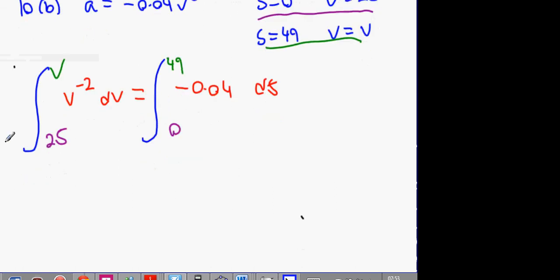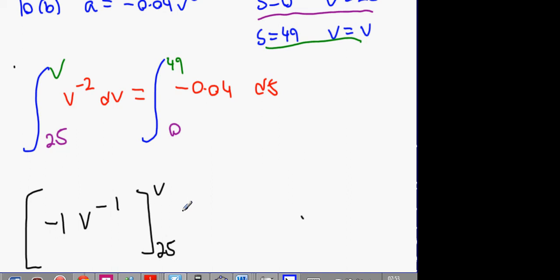Now that that's done, what we're going to do is integrate this, okay? Integrate V to the power minus 2. It has to turn into V to the power minus 1 because that's the power up from it. I need it to correct itself, so it's going to be 1 divided by the new power. But 1 divided by minus 1 is in fact just minus 1, so I'm just going to put a minus 1 at the front. Okay, minus 1 V to the minus 1. I'm going to have V and 25 here. And on the other side we're going to have minus 0.04 s, and that's from 49 and 0.